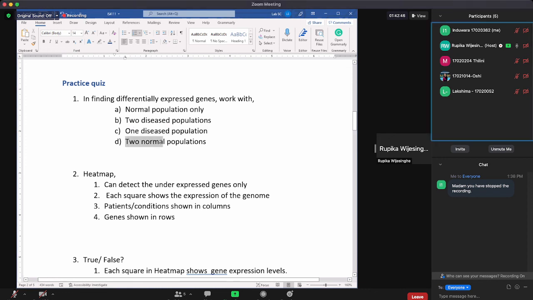And will there be any meaning to you if you use two normal populations? No. So the answer can be these two. Any objections?